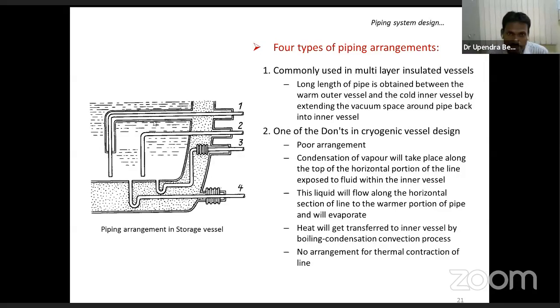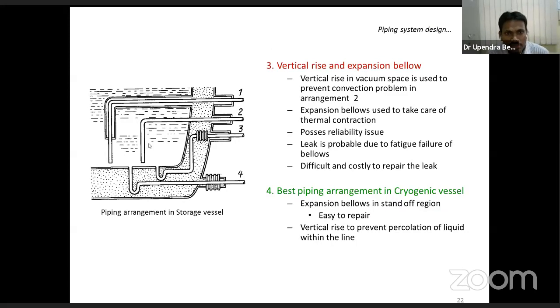You see that a lot of heat transfer can take place, whereas the previous one at least has a vacuum system. Okay. So the third type is the arrangement with some vertical rise and some bellows which can take care of the contraction, because the other two have no provision for thermal contraction. As I told, in the piping system one has to also consider the thermal contraction of the piping used for cryogens. So here you can see there is a vertical rise and expansion bellows for this third type of arrangement. The vertical rise in vacuum space is used to prevent the convection problem, as you have seen in the second case. The expansion bellows take care of the thermal contraction, but they are in the vacuum space. So there is a reliability issue, and if a leak occurs, it is very difficult to repair, and it will also be costly to cut into the outer vessel.